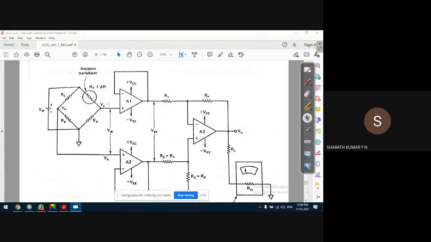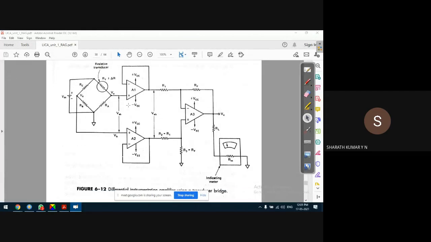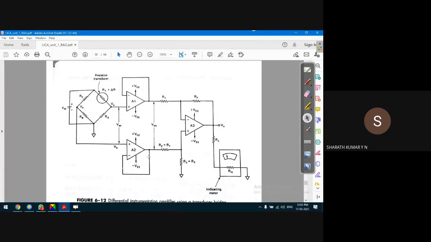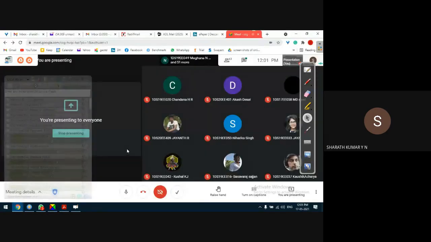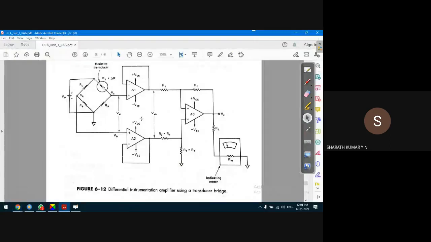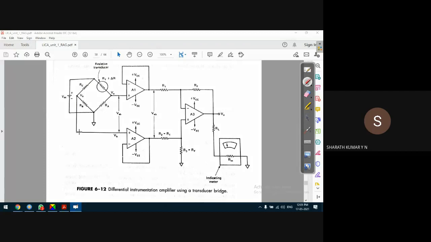Differential instrumentation amplifier using a transducer bridge. Why is it a differential instrumentation amplifier? Because there are two op-amps, A1 and A2, which will amplify the input from the bridge.